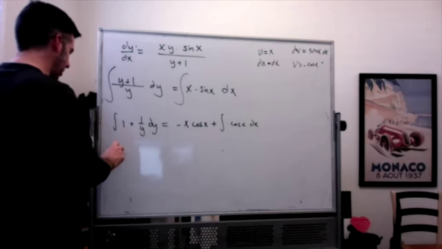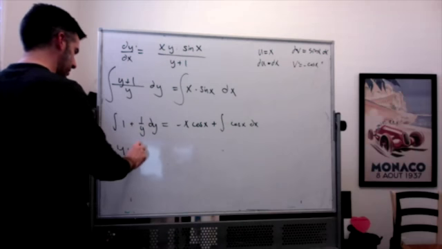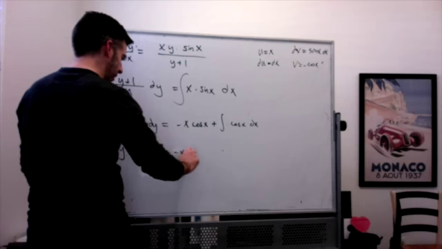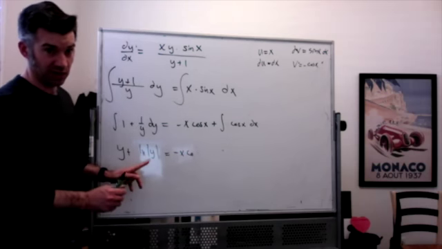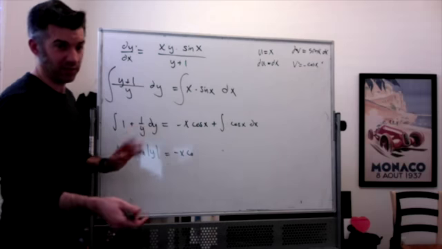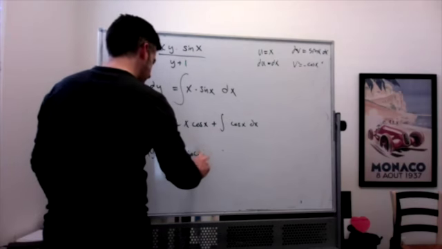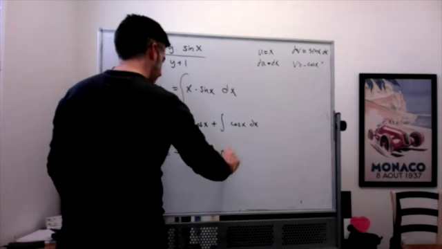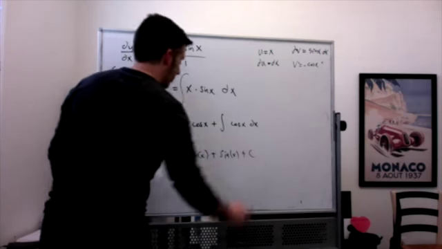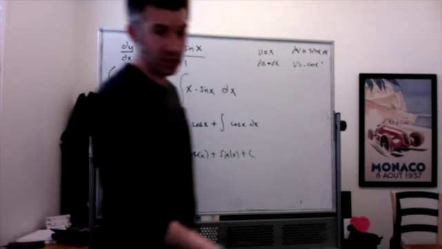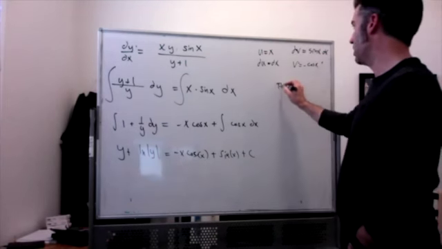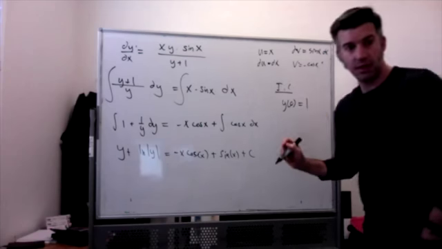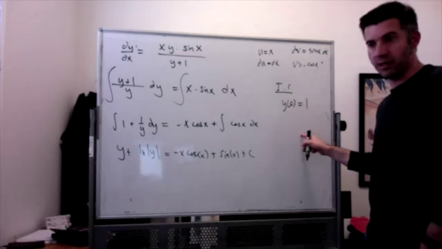So the integral of 1 is y. 1 over y is the natural log of the absolute value of y equals negative x cosine of x plus the integral of cosine is sine of x plus c. I do think your first step when you do integrate, you should have the absolute value, and it's maybe okay to drop it later. Oh, I forgot to mention the initial condition. The initial condition is that y of 0 is equal to 1, meaning that x is 0 and y is 1.